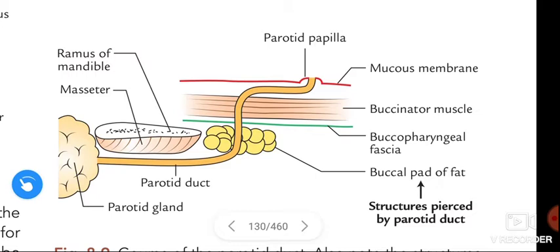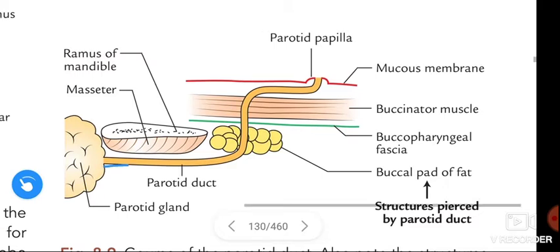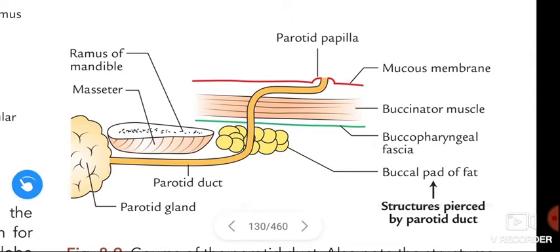It runs forward over the masseter muscle between the upper and lower branches of the facial nerve, and it takes a 90 degree turn. This is the first turn. And it pierces, see here, the buccal pad of fat and buccopharyngeal fascia. See here, this is the buccopharyngeal fascia and buccinator muscle.